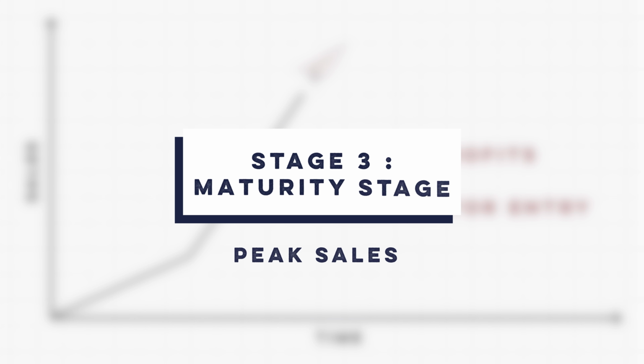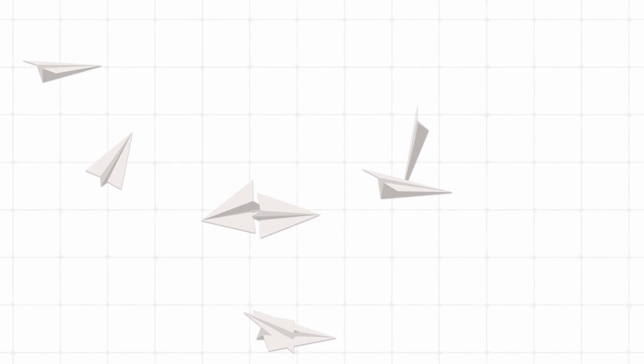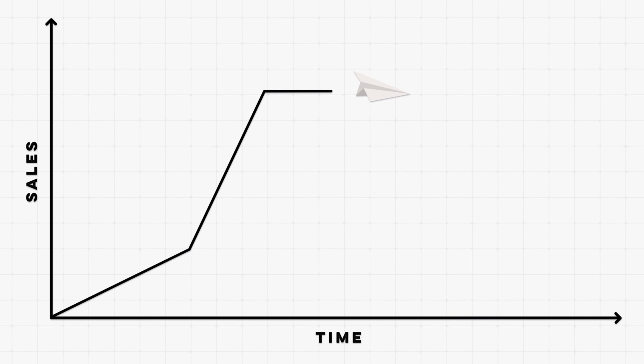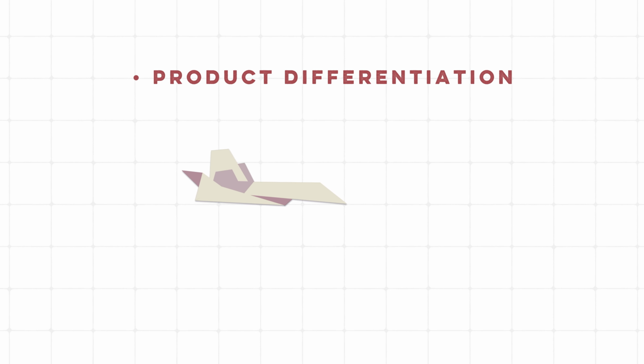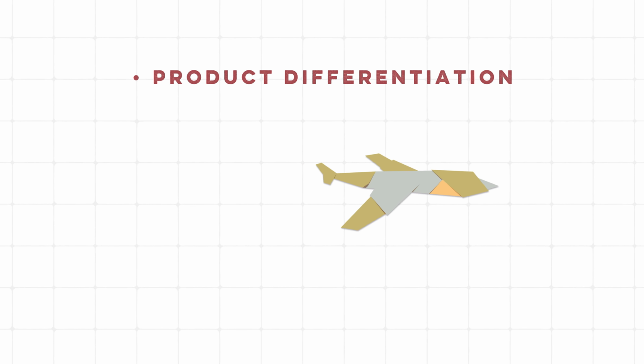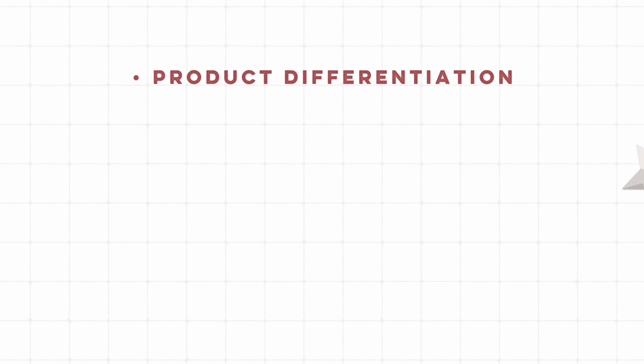Stage 3 is the maturity stage. The product reaches the maturity stage where sales growth begins to slow and stabilizes at a peak. The market becomes saturated, with most potential customers having already purchased the product. As competition becomes intense, it can lead to price reductions and promotional offers to maintain market share. Companies focus on differentiating their product through different features, quality, or high levels of customer service to stay competitive.